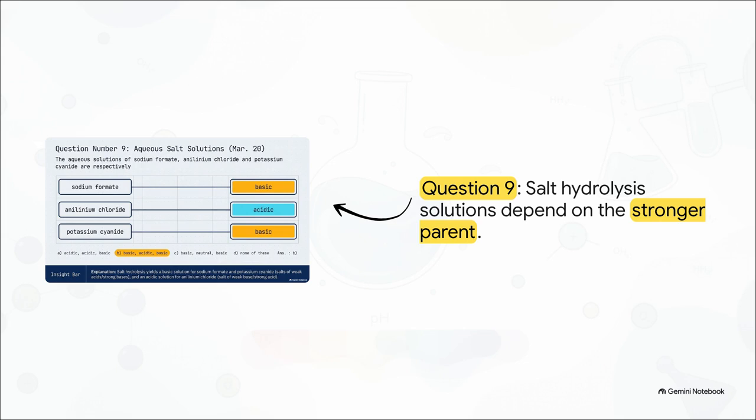It's all about salt hydrolysis. Both sodium formate and potassium cyanide are salts formed from a weak acid and a strong base. Because the base is stronger, the resulting solution is basic. But aniline chloride is different. It's a salt made of a weak base and a strong acid. Here, the acid is stronger, so the result is acidic. Basically, whichever parent is stronger wins the chemical tug-of-war.